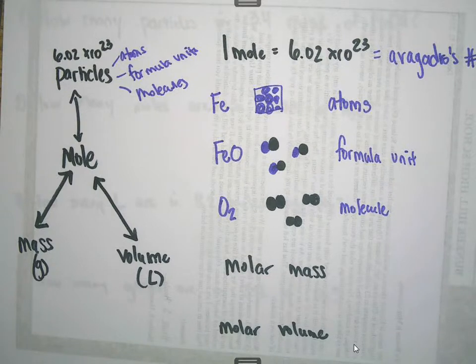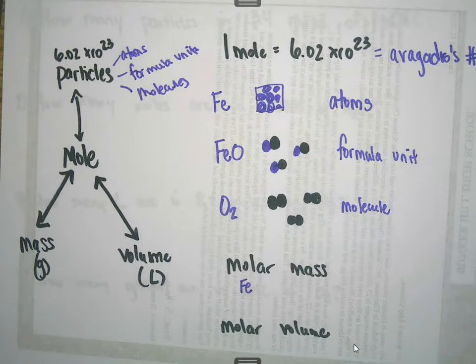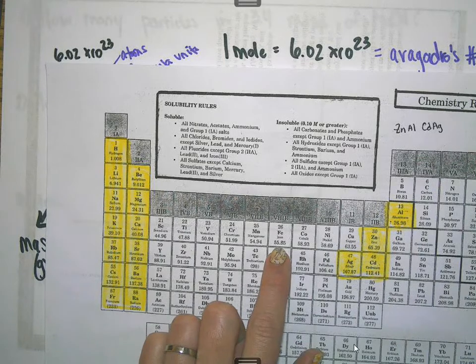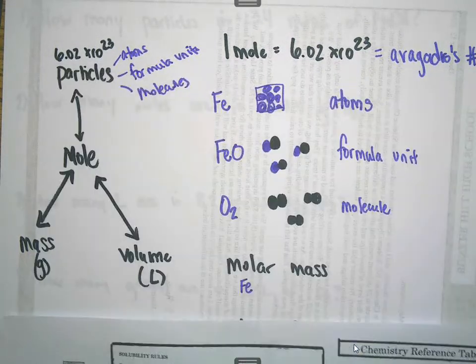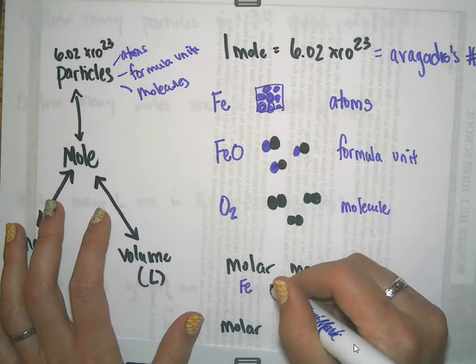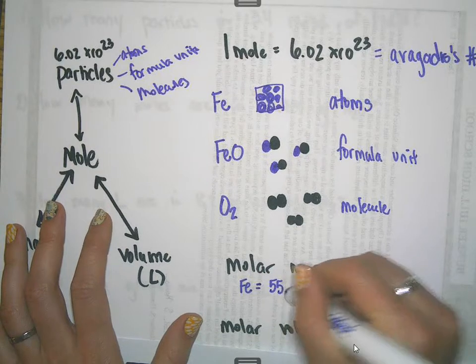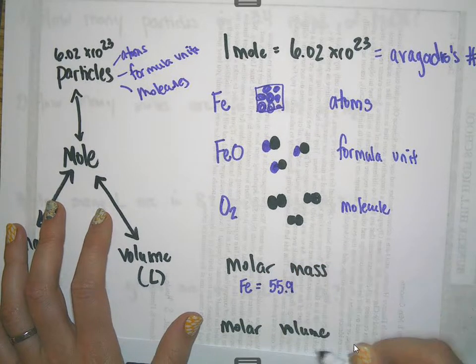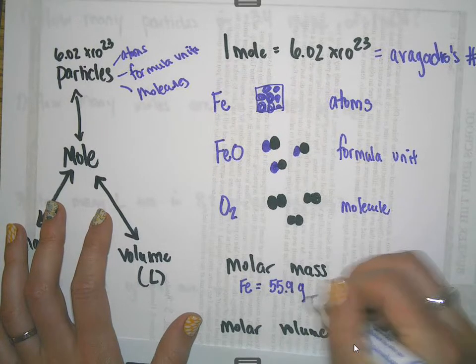And how you find that is you use the periodic table. For example, the molar mass of iron, if I use my periodic table right here, is 55.85. That's not actually the mass in grams of an iron atom, but it's the mass of a mole of atoms. So the molar mass of iron is 55. I'm asking my students to round it to one decimal place, 55.9 grams per mole.